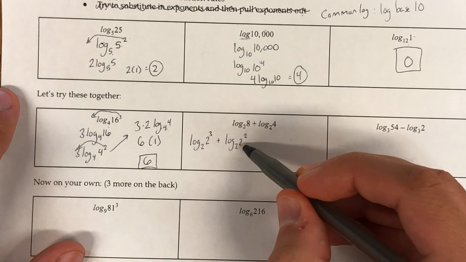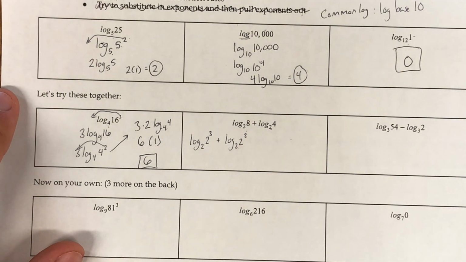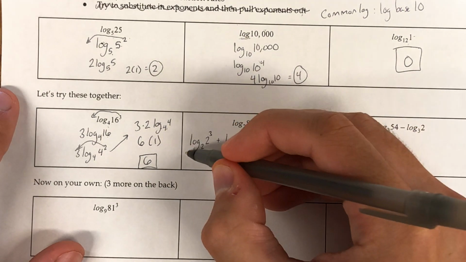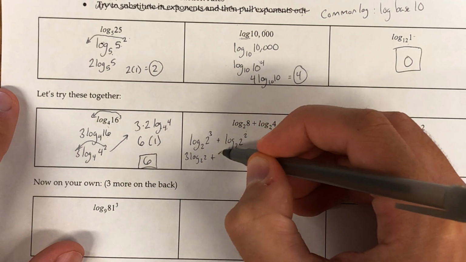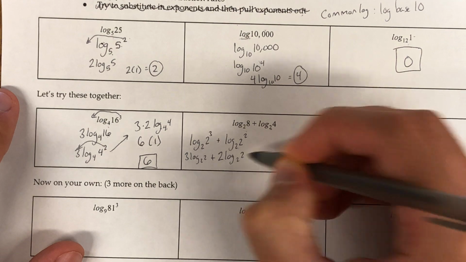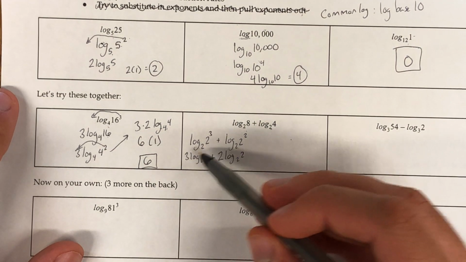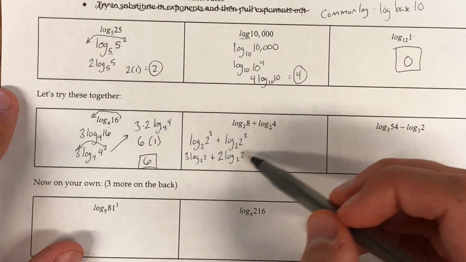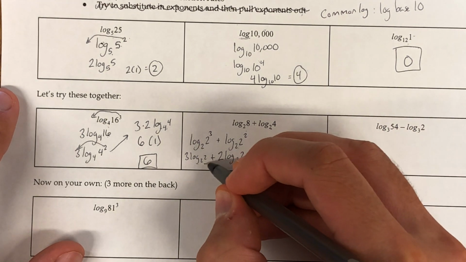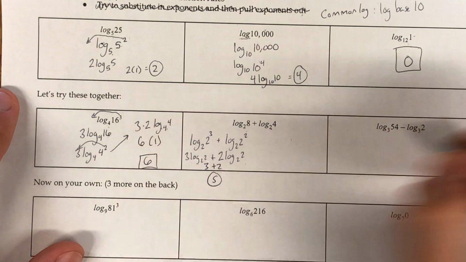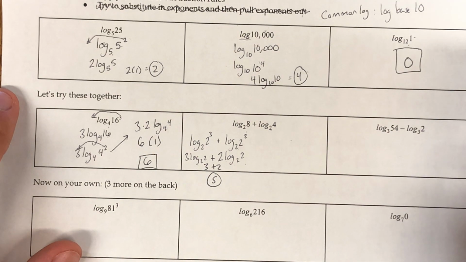So again, we want those bases and what we're taking the log of to be the same. And then we bring the 3 out to the front, and we bring the 2 out to the front for the other. So we have 3 times log base 2 of 2 plus 2 times log base 2 of 2. So 3 times 1 plus 2 times 1, or 3 plus 2, which is 5. So that's one way to do this.